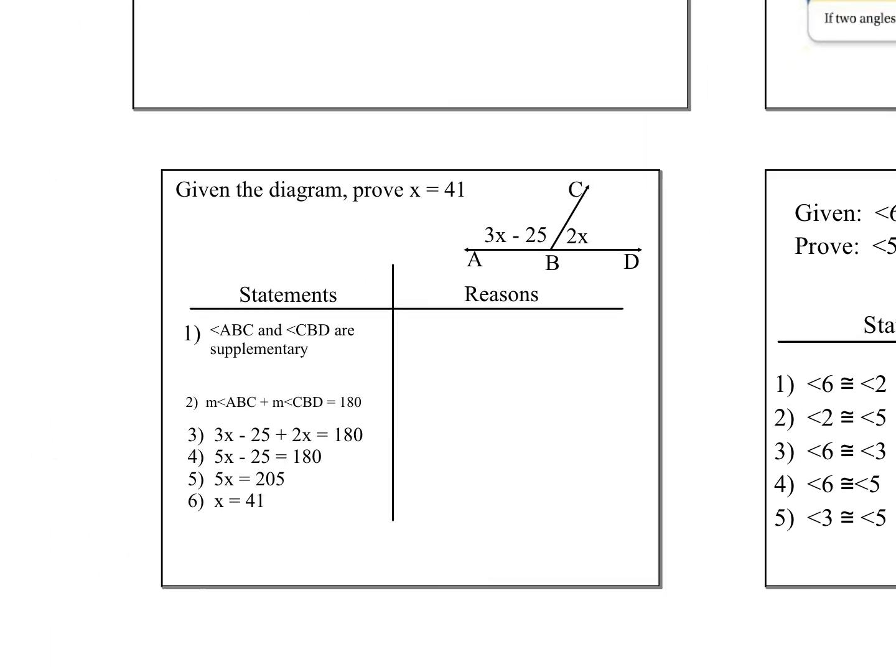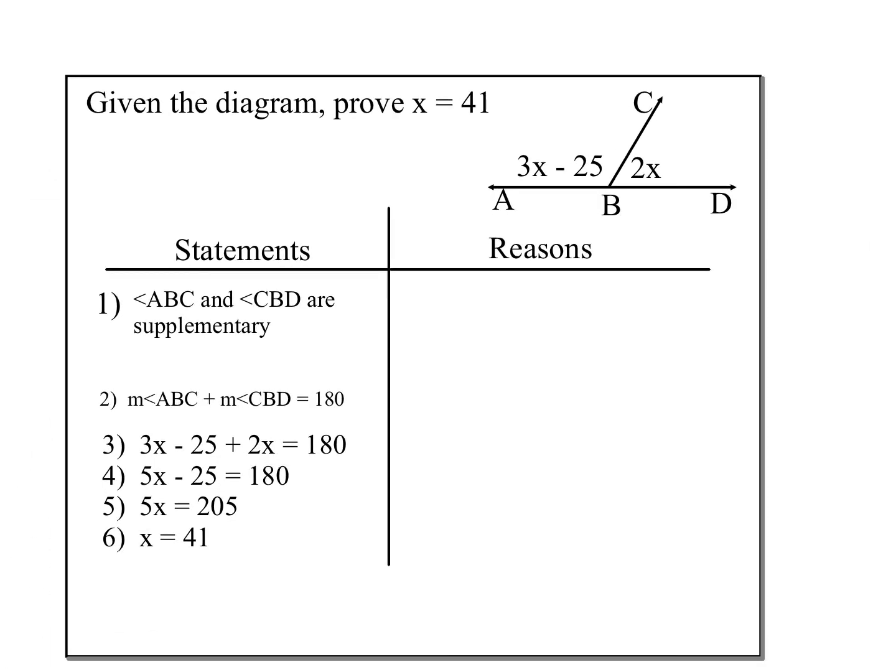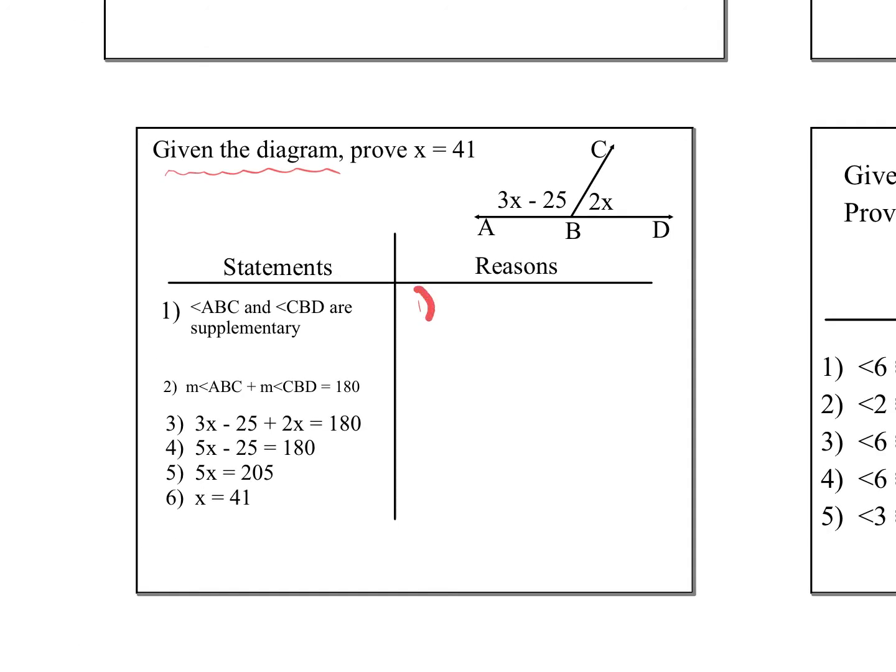Let's look at our first proof down here. We've got, given the diagram, prove that x is 41. We are only given the diagram, which means line 1 cannot be given. Okay, did everyone hear that? You're only given the diagram, so line 1 cannot be reasoned as given. It needs to be something else. So I would like you to try this with your group.